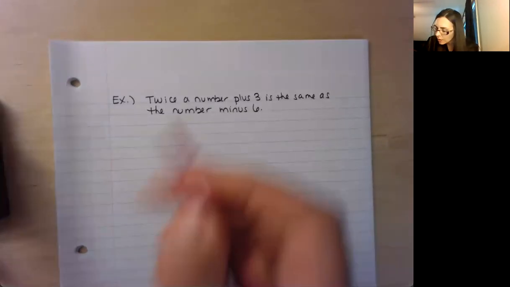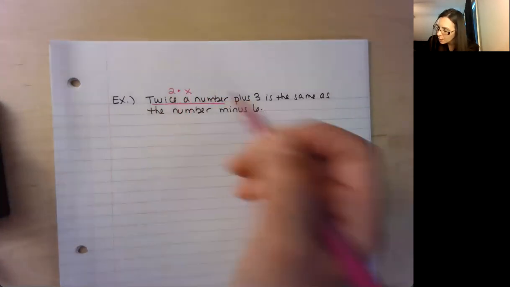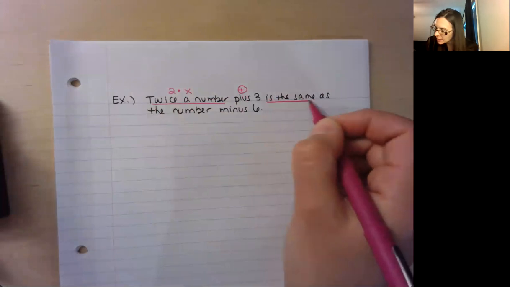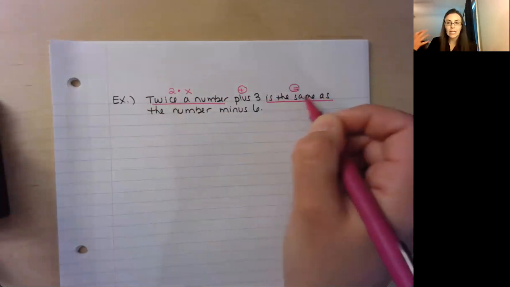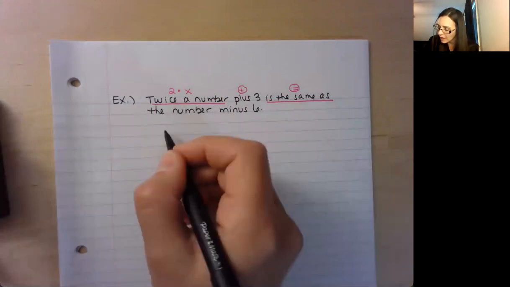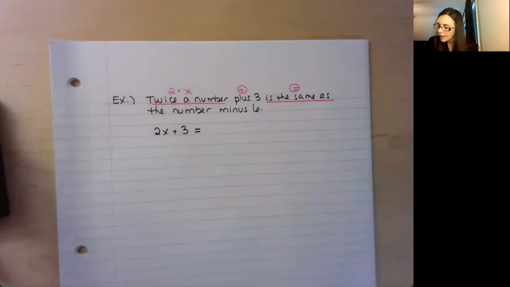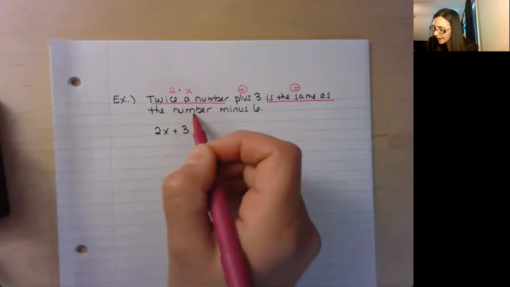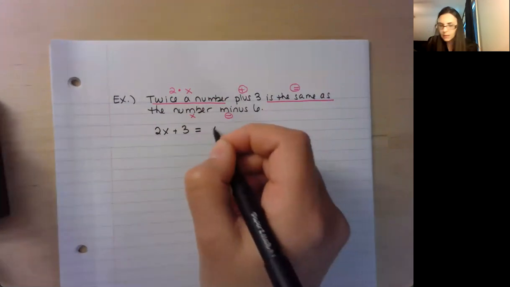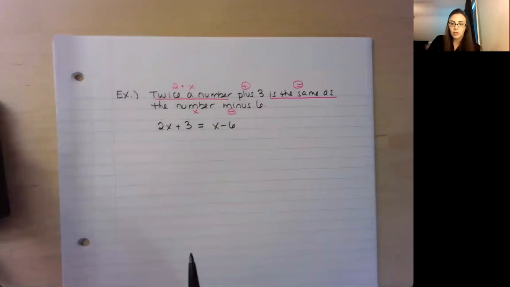So twice a number, that means 2 times, and the number we're using is just x. Plus means addition, is the same as, is equal. So again, that word same or is also forms equals. So far on the left side, I have 2x plus 3 equals, and then I have the number minus 6. So x minus 6.